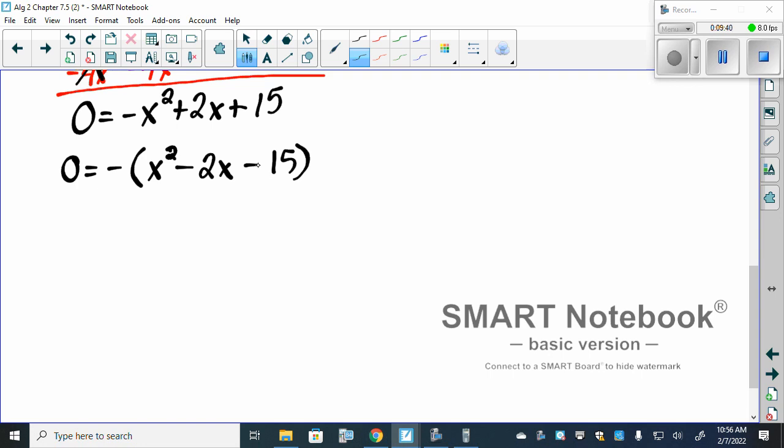Now, it is possible to factor it with negative x squared, but if we do that, we have to take into account that the factors with our x squared would be negative and positive. But if we factor that negative out, we can continue to factor like we're used to doing. So I like keeping that x squared positive because it makes it a little bit easier to work with.